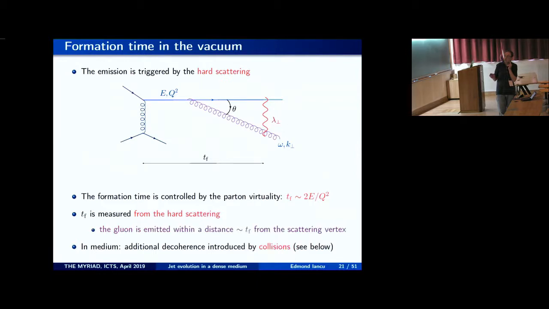And because the emission is triggered by the hard scattering, the formation time now is typically measured from the hard scattering. So if you want to create a gluon with energy omega and transverse momentum k perp or angle theta, then this gluon has to be created within the interval delta t of order t_F as measured from the hard scattering here.